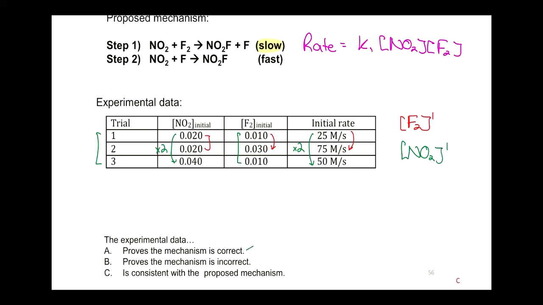So what does that tell us? Does it prove the mechanism is correct? Not necessarily. That's not the right words we want to use. What we want to say is that this experimental data is consistent with the proposed mechanism. We just got that through the method of initial rates, both reactants are first order and it's overall second order. And from the mechanism we got that both of them are first order. We want them to match, and that's what we got. So we say that the mechanism is consistent with the data.